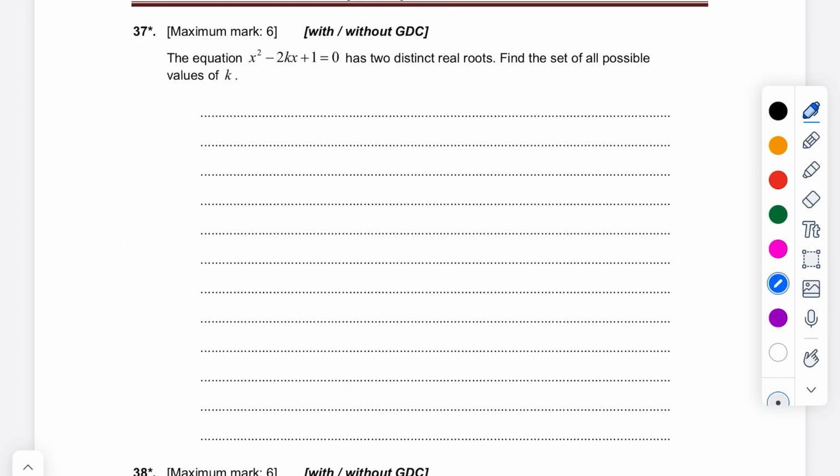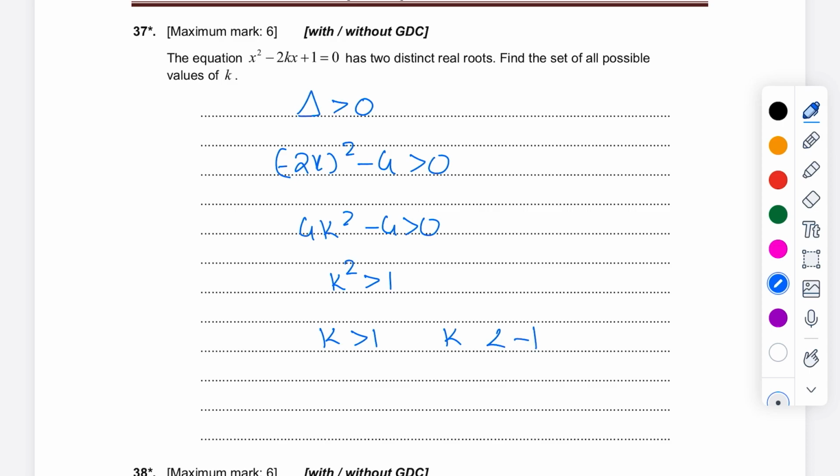Question number 37 has two distinct roots. If two distinct roots means delta should be greater than 0. So minus 2k whole square minus 4 is greater than 0. So 4k square minus 4 is greater than 0. Then I'll be getting plus 1 and minus 1. K square is greater than 1. So what does it becomes? K is greater than greater root and k is lesser than lesser root.